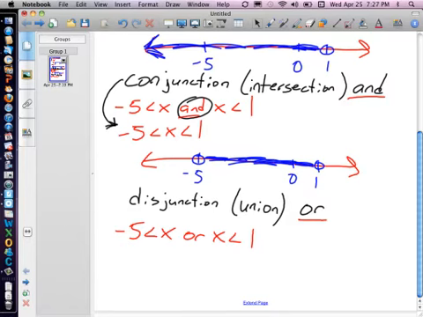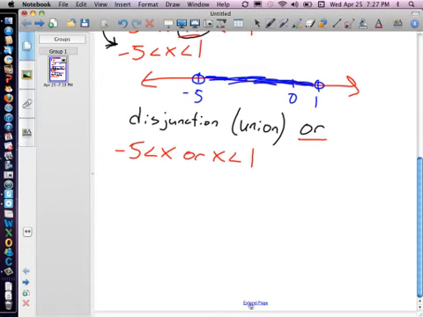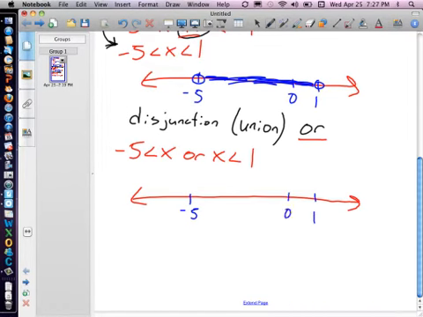Okay. The OR statement, only one of them needs to be true. So if I make my graph, I'll label all the same points. -5, 1, put a 0 in there. So x has to be greater than -5, and so that would be all of these points up here. Or x has to be less than 1. Now, initially, I'd want to put an open circle there and shade all the way to the left.